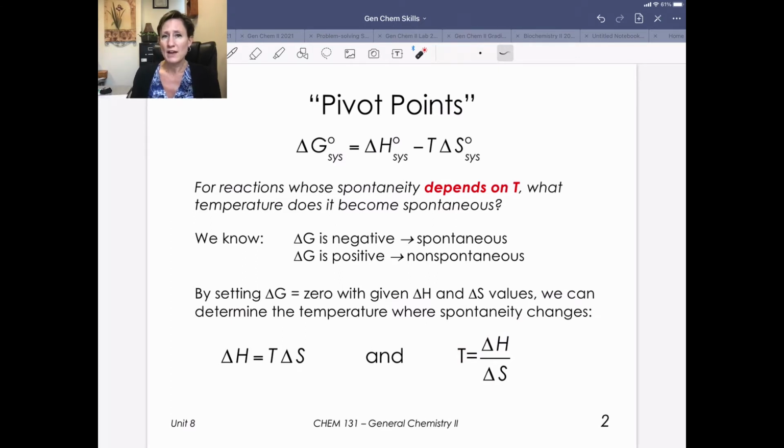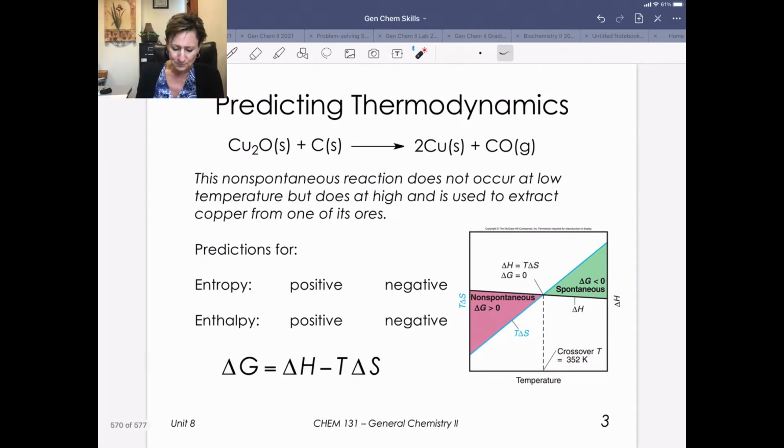So one of the things that we'll have to make sure is this tells us what the pivot point is, but we need to know, based on whether entropy is helping or hurting, whether we'd want to be above or below this pivot point in order to have our process be spontaneous. So let's look at an example here. Let's take this copper oxide reaction here. This is a non-spontaneous reaction, meaning it does not occur without the additional input of energy. And it doesn't occur at low temperature, but it does at high temperature.